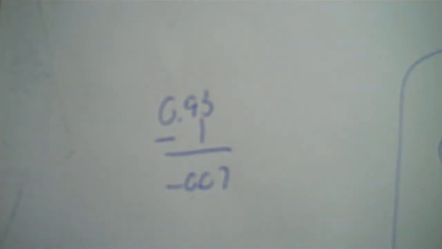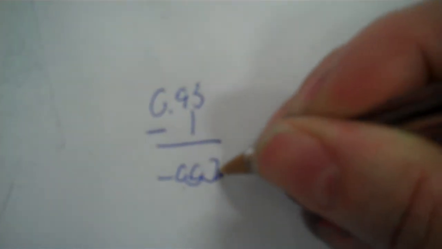If you don't, you can just take the answer 0.93 minus 1, okay? And that's negative 0.07. Then you move the decimal twice to the right, and that's negative 7%, okay?